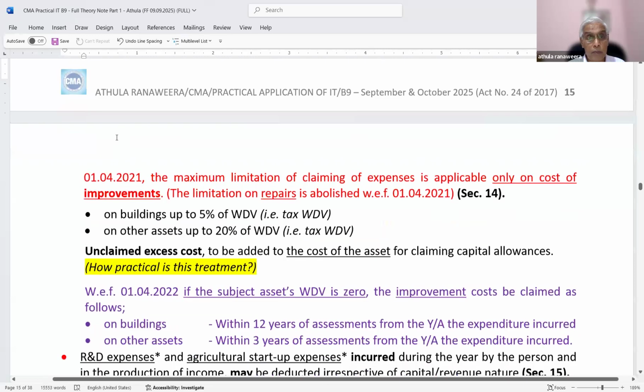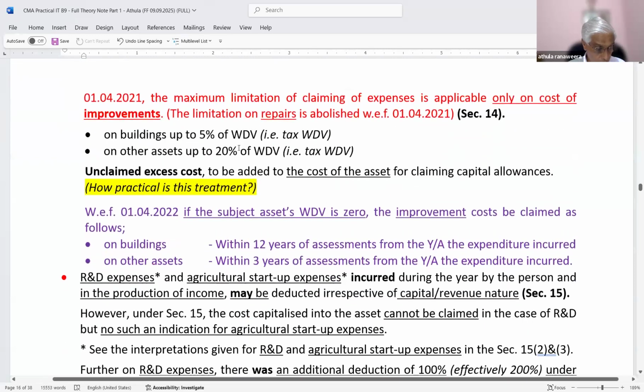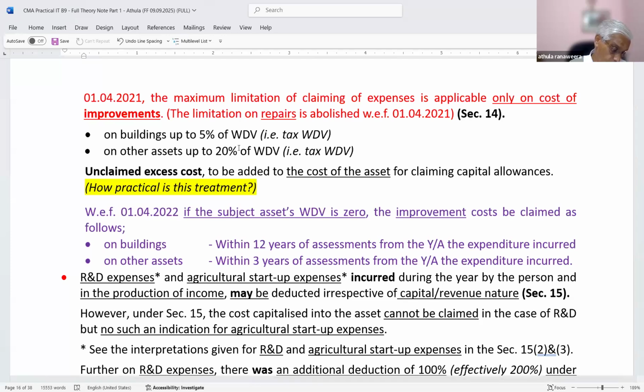Right. On buildings, depreciable buildings, the improvement cost only up to 5% per annum you have to allow. In any other depreciable assets, 20% of the written down value is allowable. Then whatever the quantum which you couldn't claim because of this limitation, the law says that you have to add that to the cost of the asset and claim in depreciation capital allowances.